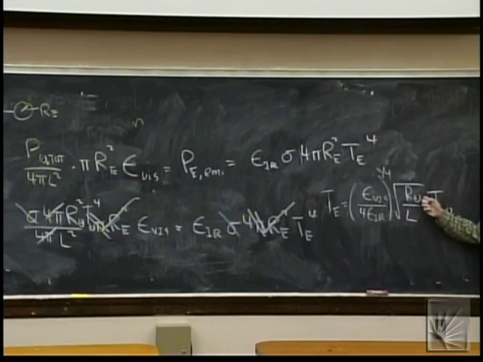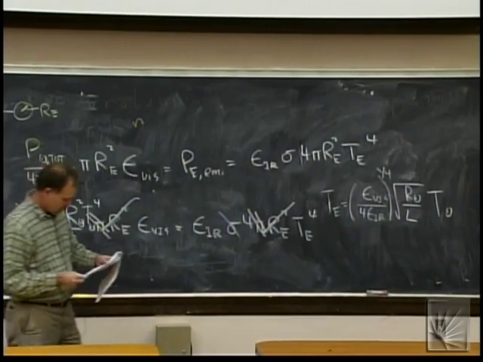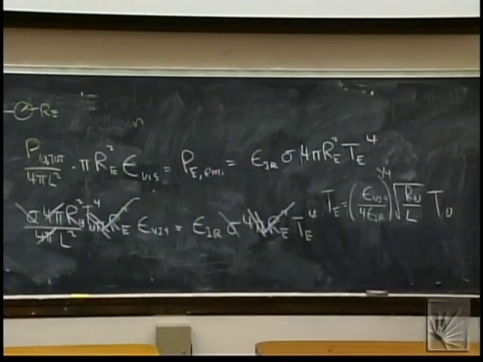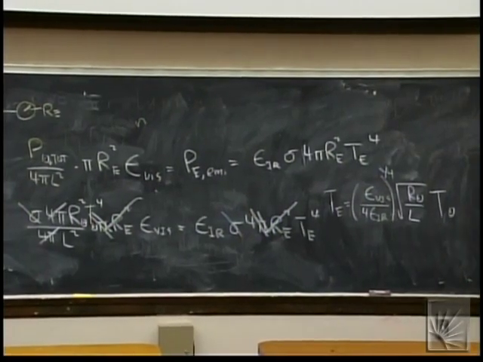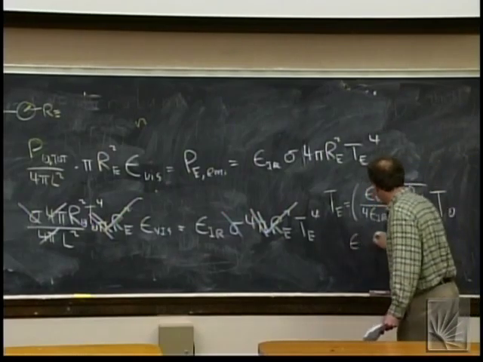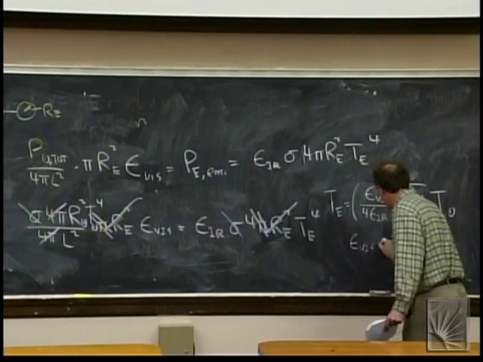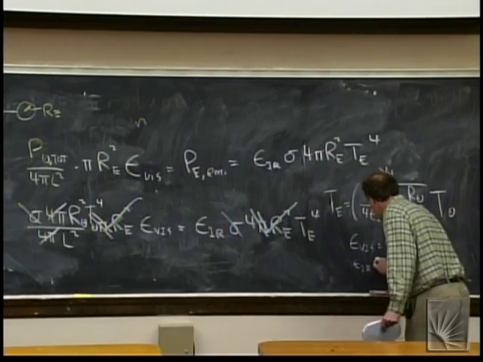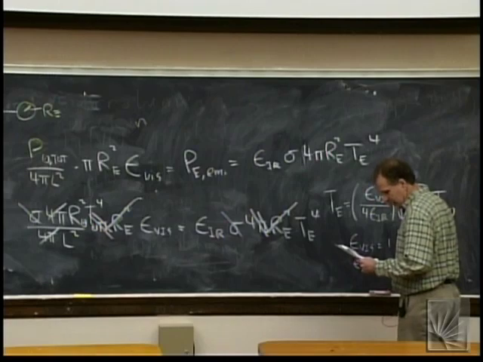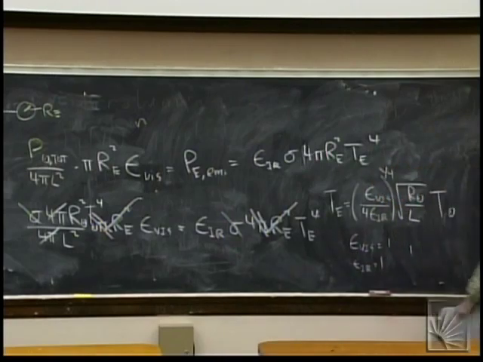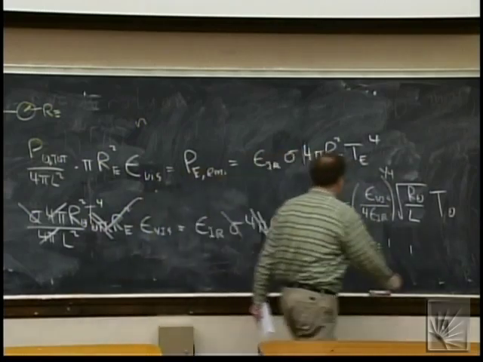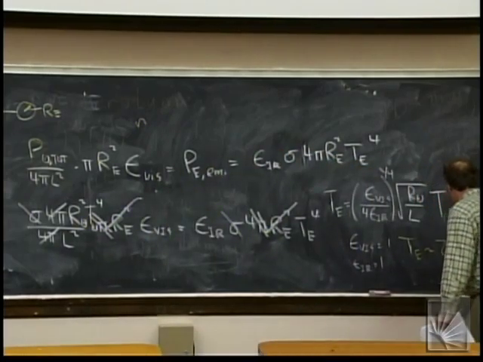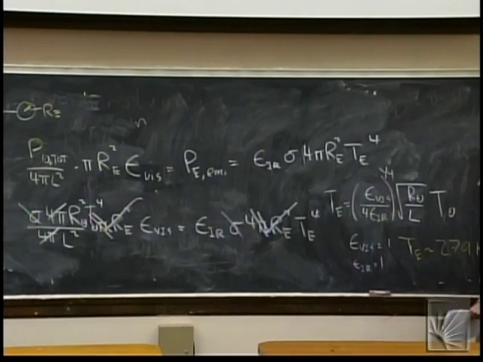I have the numbers here, I'll read them out. Our sun's radius is 6.9 times 10 to the 8th meters, 690 million meters. Distance sun to Earth, 1.4 times 10 to the 11th meters. Let's take epsilon visible equal to 1. Let's take epsilon infrared equal to 1. Then we calculate T Earth is 279 Kelvin. That's about right.